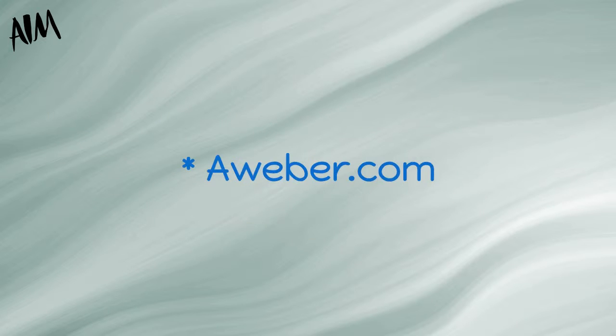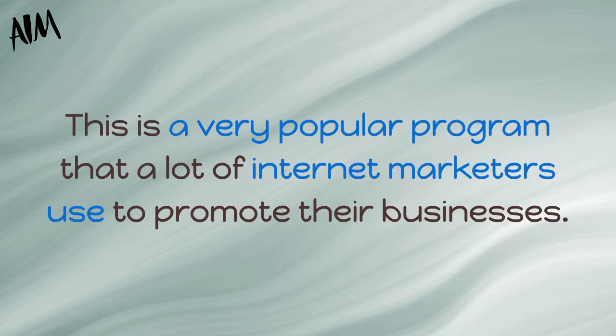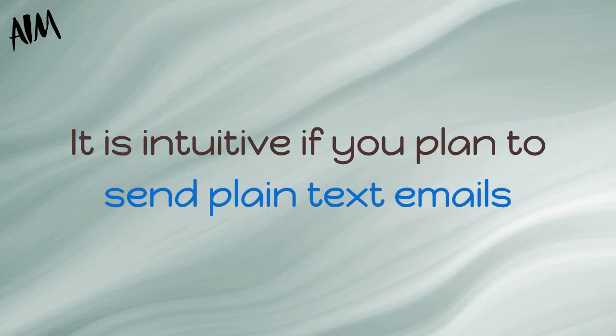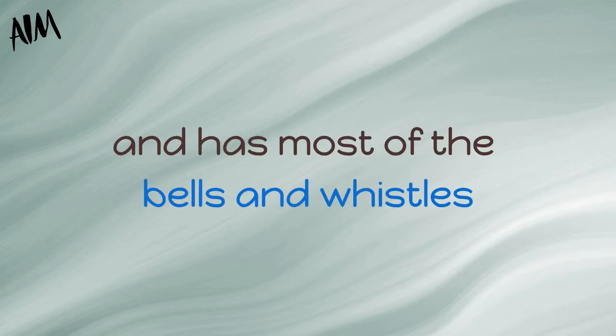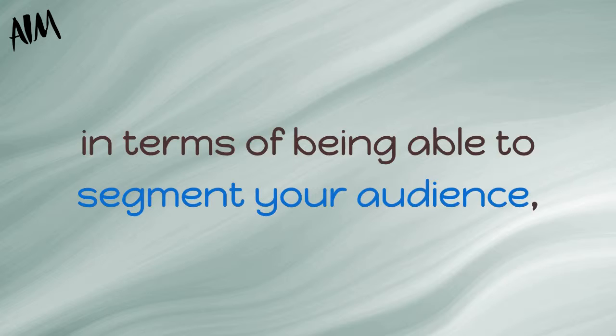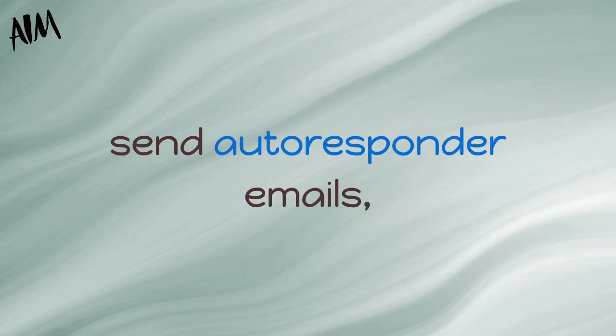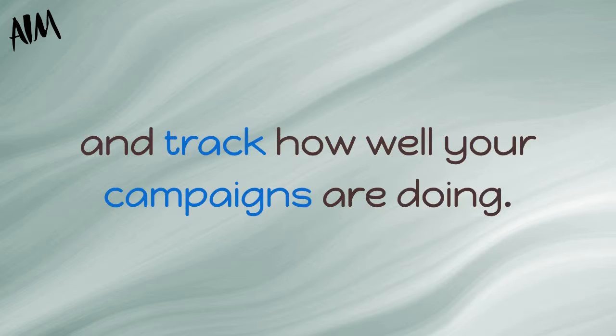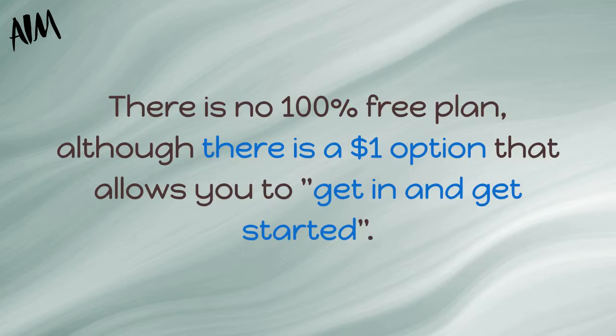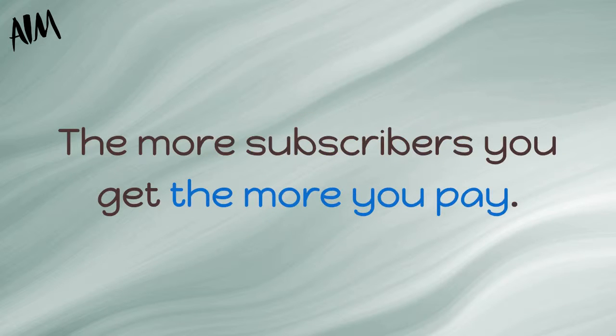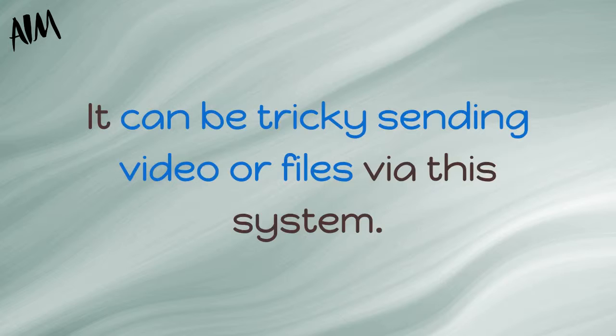We'll start off with aweber.com. This is a very popular program that a lot of internet marketers use to promote their businesses. It is intuitive if you plan to send plain text emails and has most of the bells and whistles in terms of being able to segment your audience, send autoresponder emails, and track how well your campaigns are doing. There is no 100% free plan, although there is a $1 option that allows you to get in and get started. The more subscribers you get, the more you pay. It can be tricky sending video or files via this system.